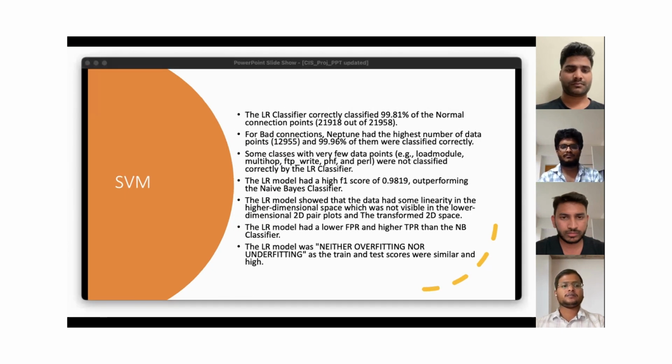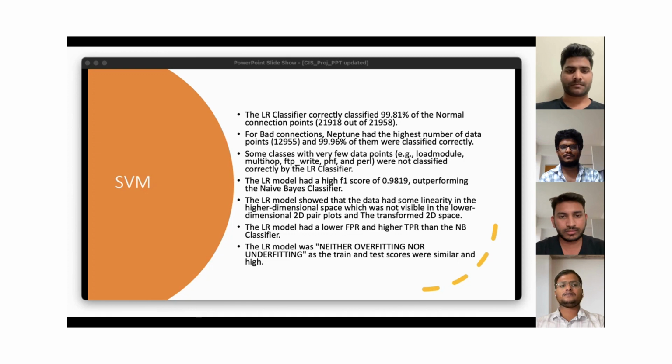SVM classifier, a support vector machine, is a popular machine learning algorithm used for both classification and regression tasks. SVMs are particularly well suited for classification problems where the goal is to predict the class of an input based on a set of features.